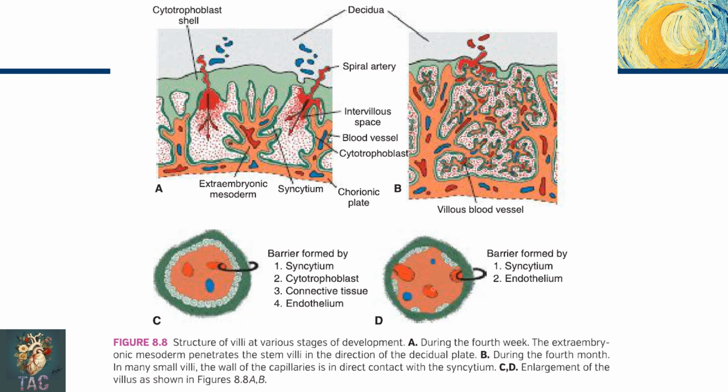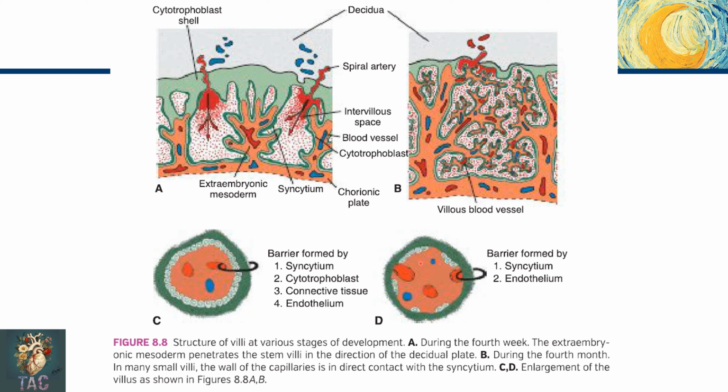From the fourth month onward, changes take place in the villi, and as a result of these changes the cytotrophoblastic cells become attenuated and later they disappear. Also the amount of connective tissue is diminished, and then this placental barrier consists of only two layers. The outer is syncytiotrophoblast and the inner is endothelium.